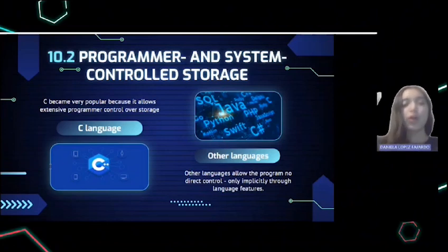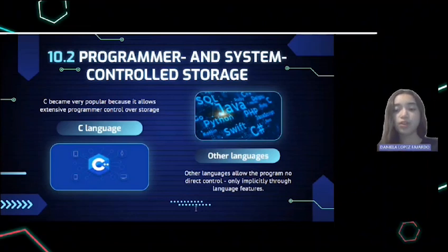Well, on one hand, C has become very popular because it allows extensive programmer control over storage via malloc and free, which allocate and free storage for programmer-defined data structures. On the other hand, many high-level languages allow the programmer no direct control. Storage management is affected only implicitly through the use of various language features.